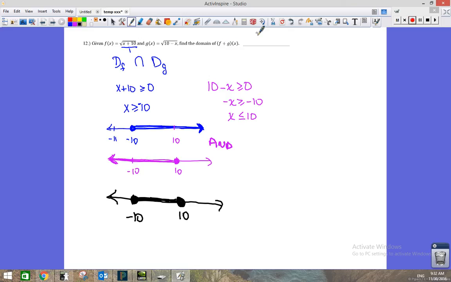The domain for f plus g is all real numbers between -10 and +10, including the endpoints.